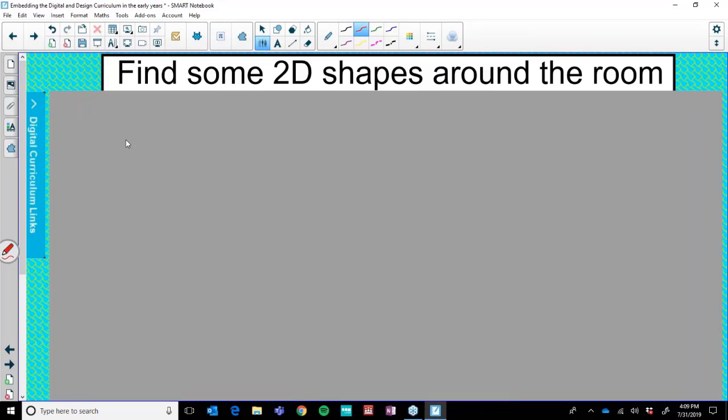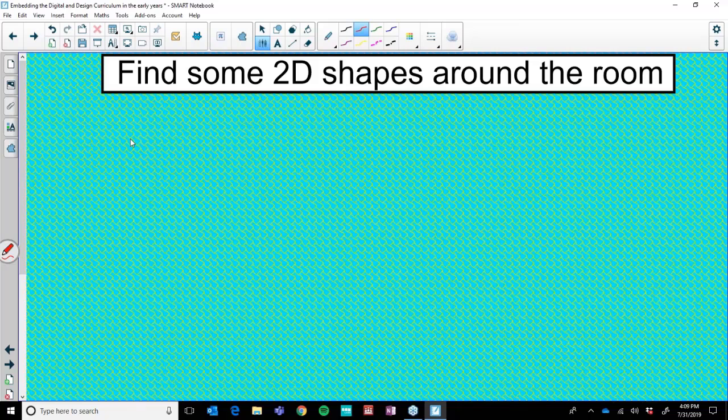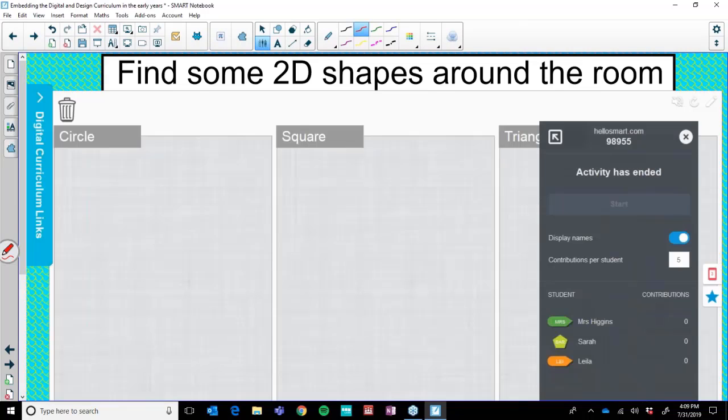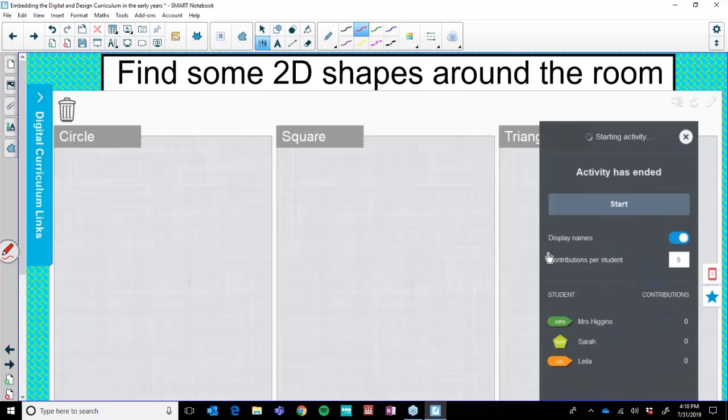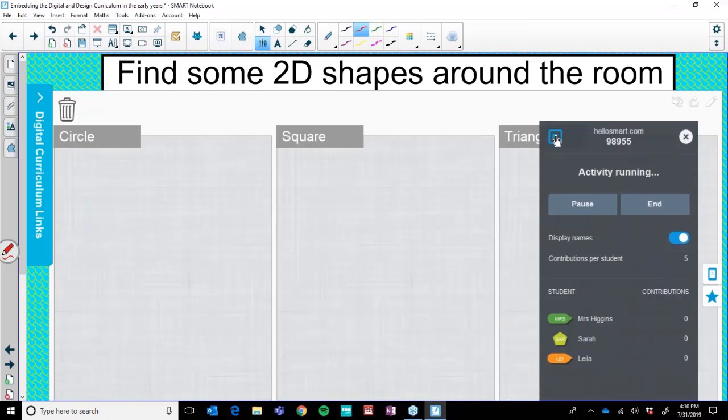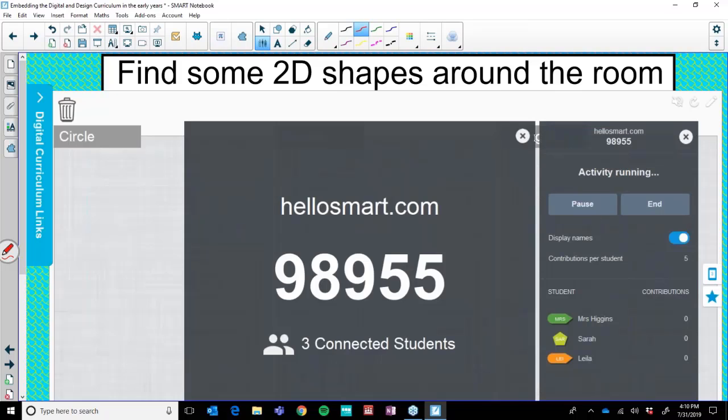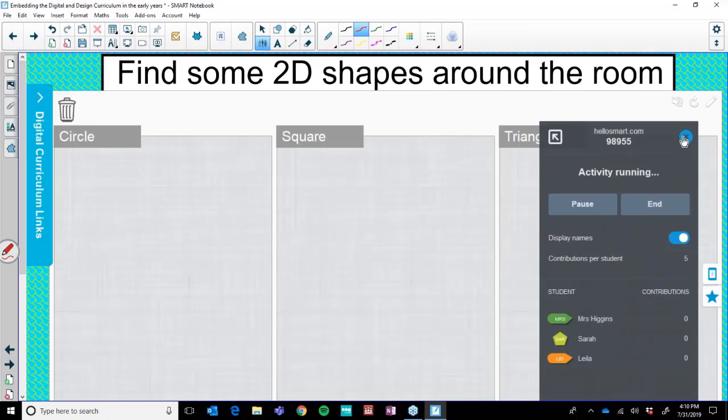This was one of my favorite lessons that I have ever done with preps, and feel free, I'm going to start it while I explain it, so feel free to join. You have to go and find 2D shapes: a circle, a square, and a triangle. And so if you have joined me, please feel free to send some photos to the board. As I explained, hellosmart.com 98955, it's up here if you would like to see it. Now, our preppies had to take their iPads in pairs and we walked around the school. Before we went out, we had huge discussions about how to be safe with our digital technology.